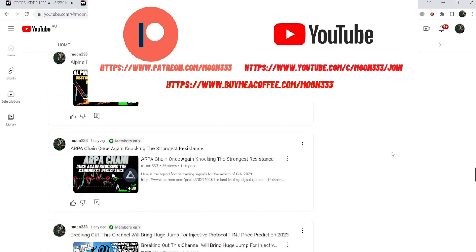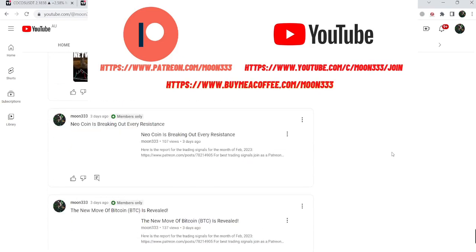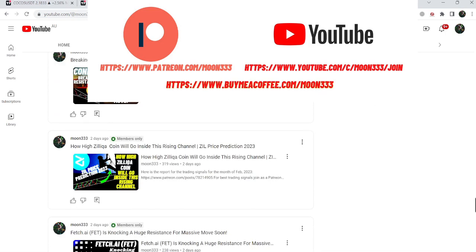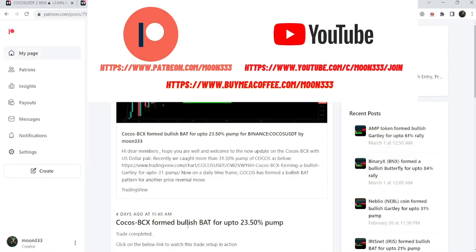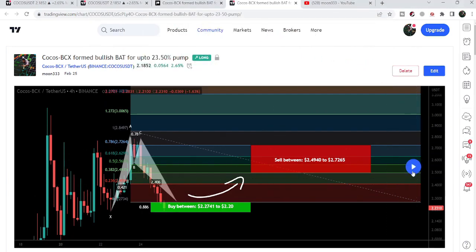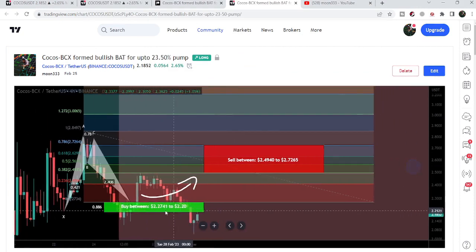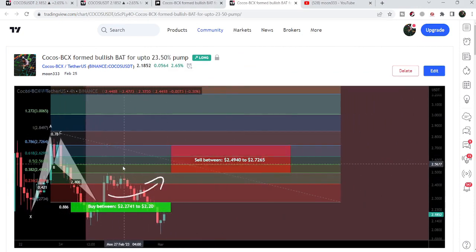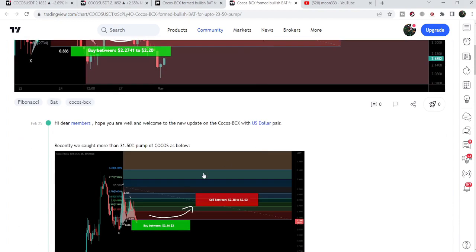So let's start the analysis. And first of all, let me begin with my most recent trade signal of Cocos that I shared with my members almost 4 days ago. And that was a harmonic bullish reversal move that Cocos formed on the 4-hour time frame chart with US dollar pair. And after playing this chart, you can see that the price line started a nice reversal, and after hitting the sell target zone, moved down, and again it is likely to gear up once again. And this was, by the way, more than 13% pump on this 4-hour time frame chart.